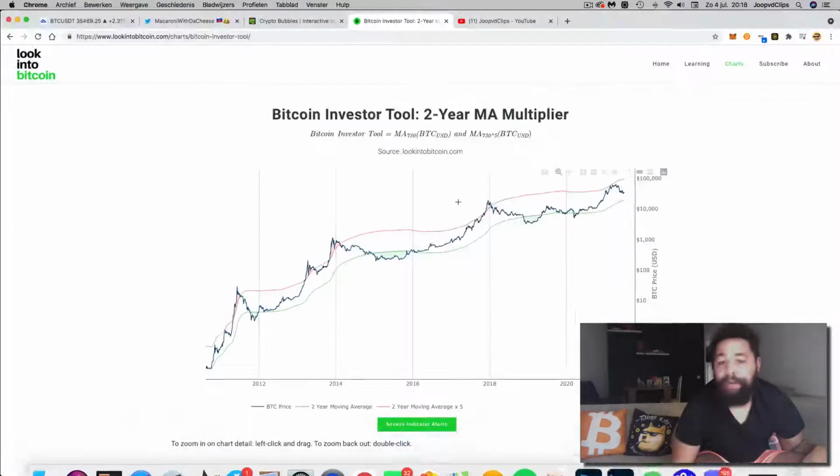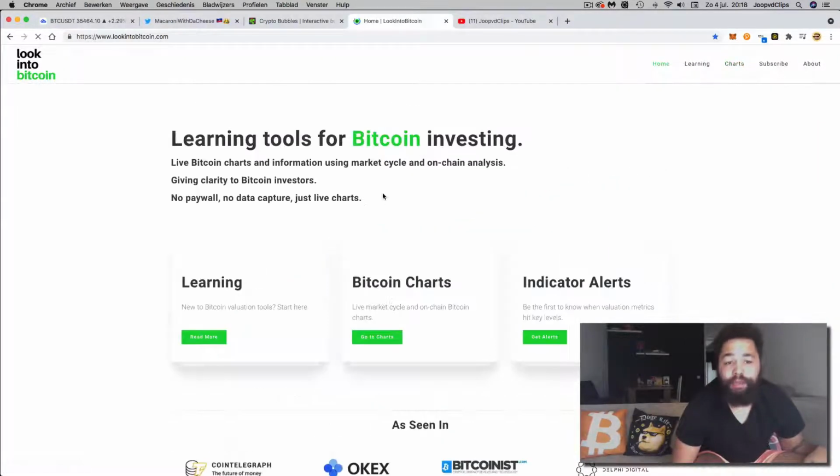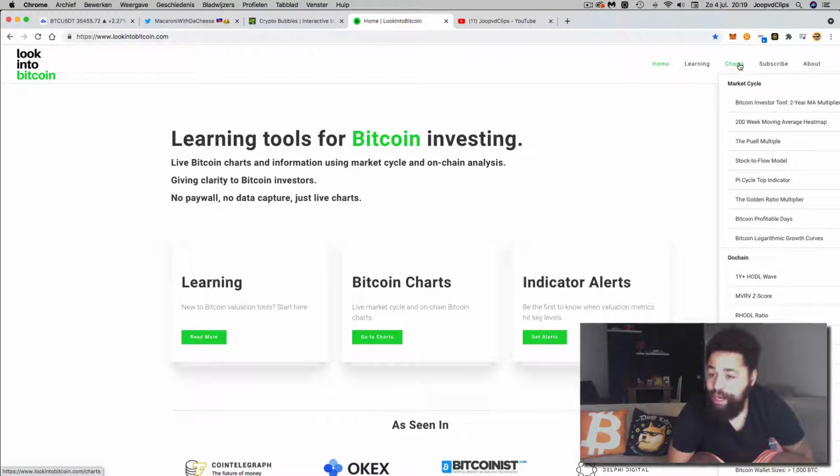The website that I mentioned is lookintomybitcoin.com. It's a free website with good charts and analysis. Basically, it's a Bitcoin chart and information using market cycle and on-chain analysis. I have a few charts that I use to know at which moment to buy Bitcoin at a low price and at which point I can sell my Bitcoin.